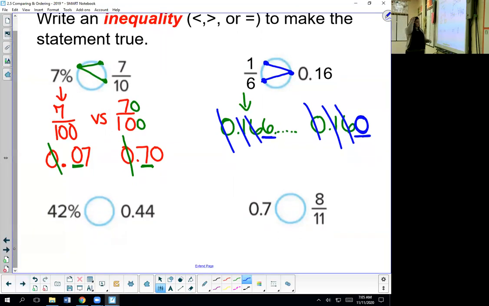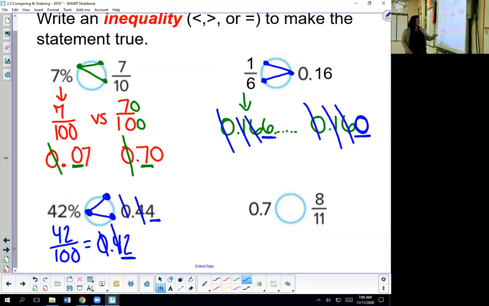This one already has a decimal, so I'm going to leave it. This one I'm just going to make into a decimal. So percent is out of 100, so this would be 42 hundredths. And how do I write 42 hundredths? That would be 0.42. So I'm going to compare this one versus that one. So they both have a 0, they both have a 4. This is a 4, this is a 2. 2 is less than 4. So 42% is less than 0.44.